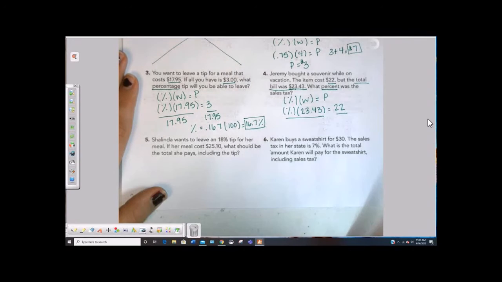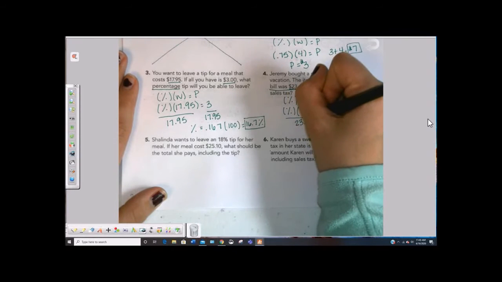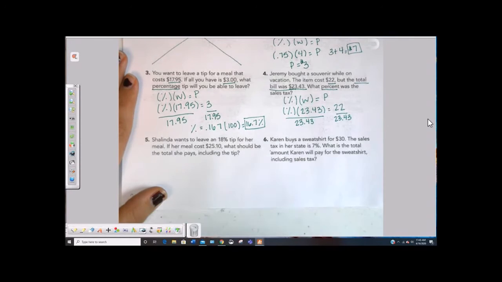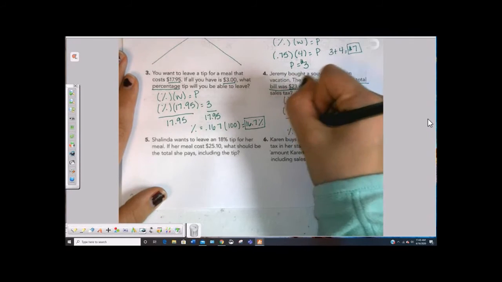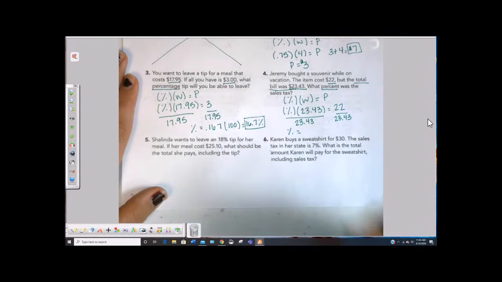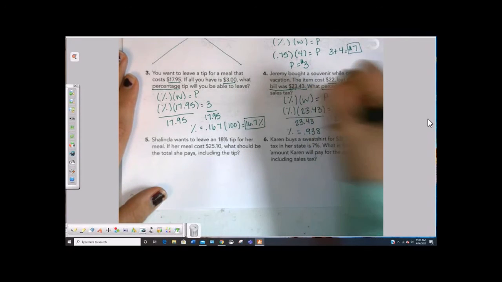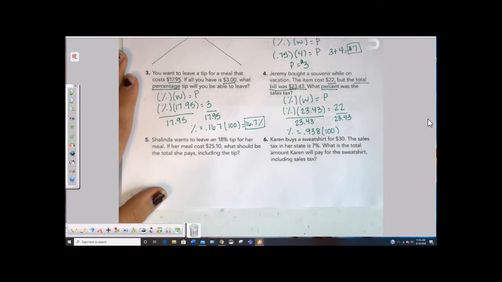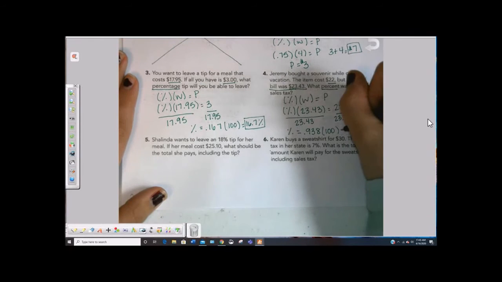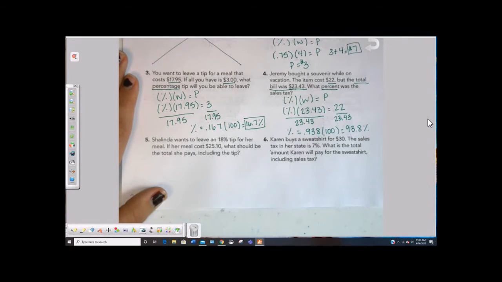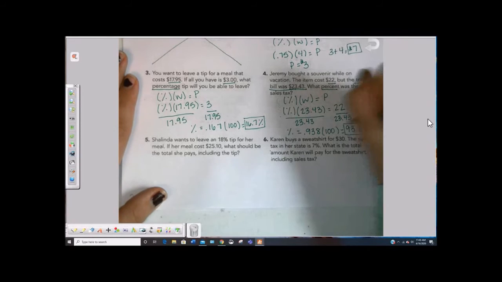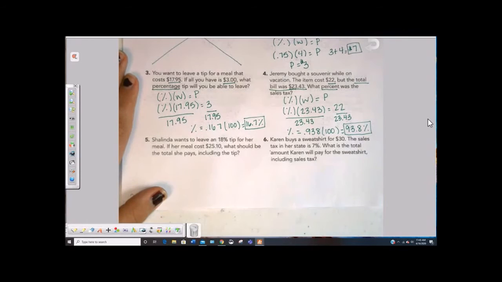Again, opposite of multiply is divide. We're going to divide by $23.43 on both sides. When you do this, you'll get a long decimal. I took the first 3 numbers after the decimal, so you should get 0.938. When we're finding percent, we're going to multiply by 100. When you do this, you get 93.8%. So the item, $22, is 93.8% of the $23.43.